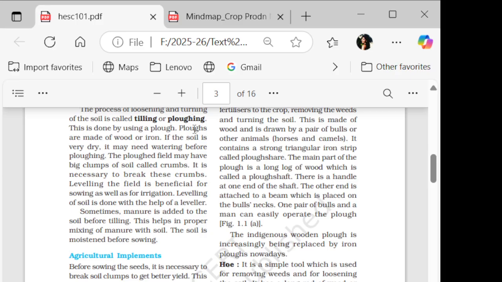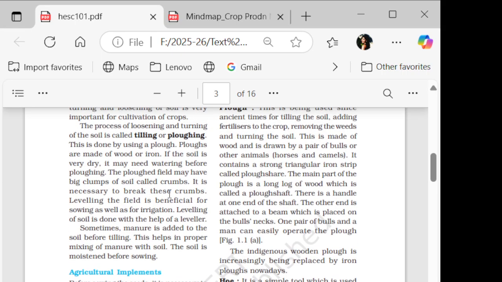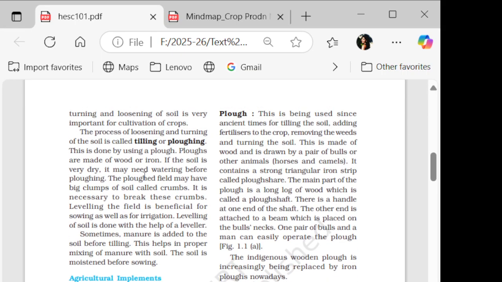Plowing is done using a plow. See, here is a plow they have shown you. It has a long rod kind of thing that is known as the plow shaft, and this is the plowshare. Many years back, we used to do plowing this way. The bullocks were joined with this plow, and they used to move around in the field, and we used to do tilling of the field. But nowadays tractors are used by farmers. Plows are made of wood and iron. This was a traditional tool.